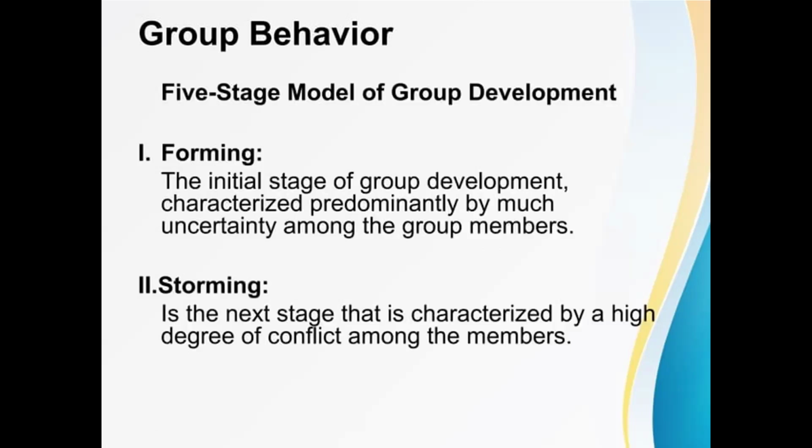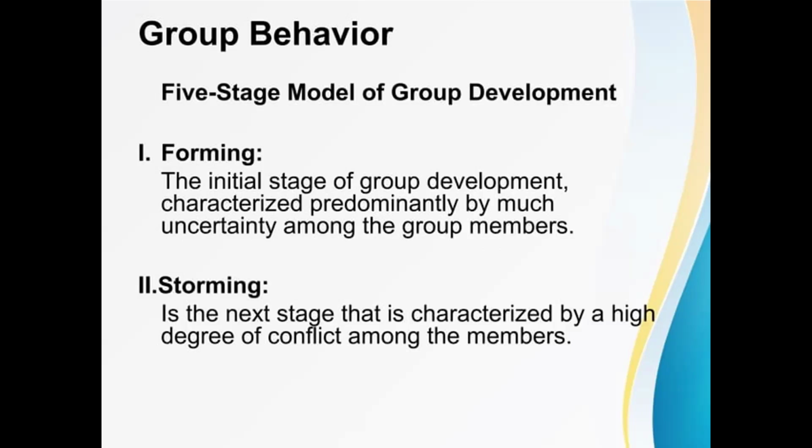The five-stage model of group development says that there are a total of five different stages, starting from forming, storming, norming, performing, and adjourning. So these five stages state the different phases in the process of group development. So let's begin with the first stage of this five-stage model.